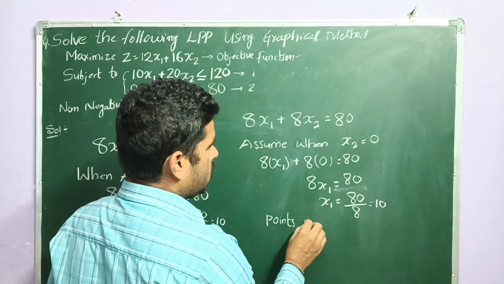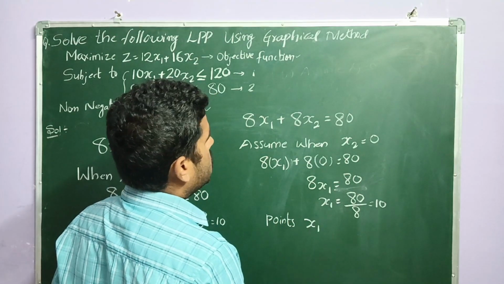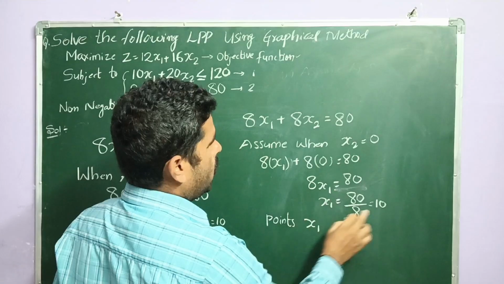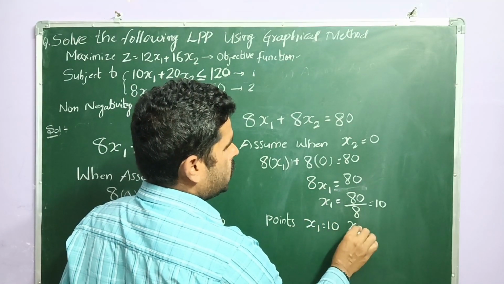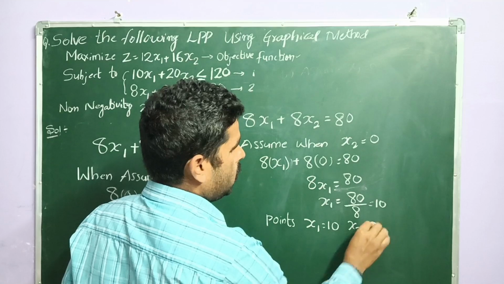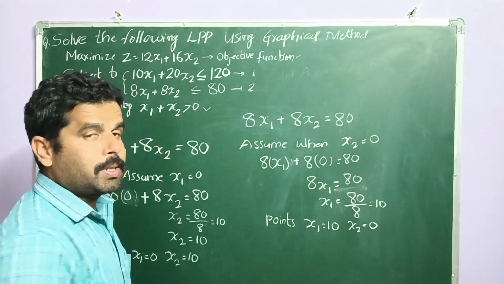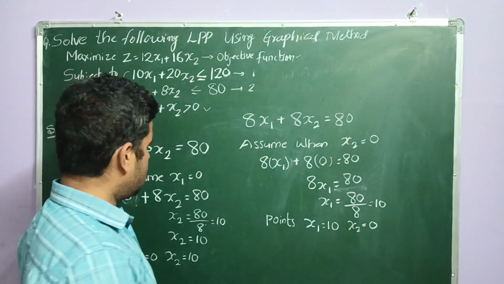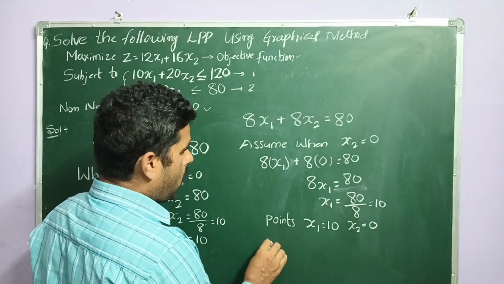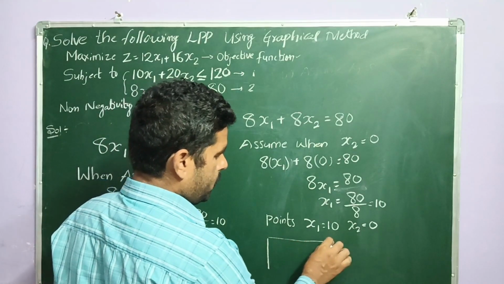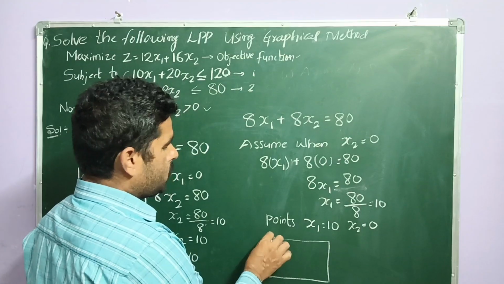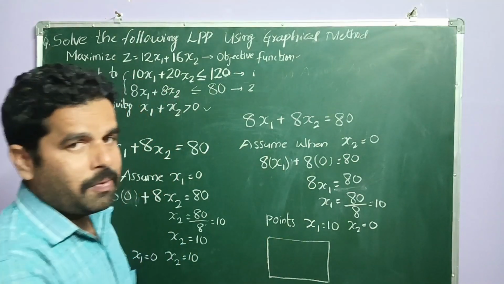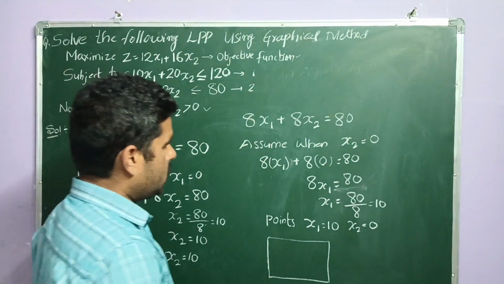Points here. x1 is 10, then x2 is equal to 0. So the first equation we completed and the second equation also we completed. These points should be written in this box. Why? Because from this box only we are going to pick up the values and plot them on a graph sheet.